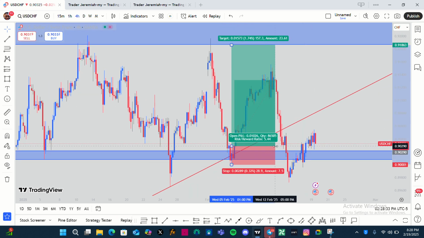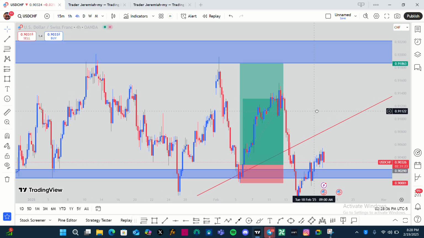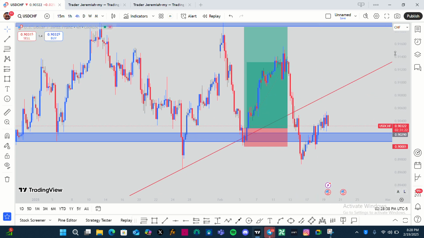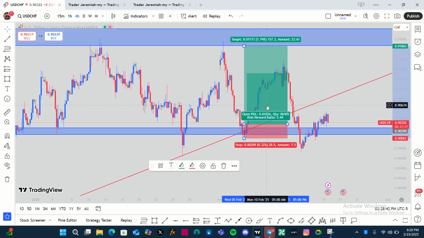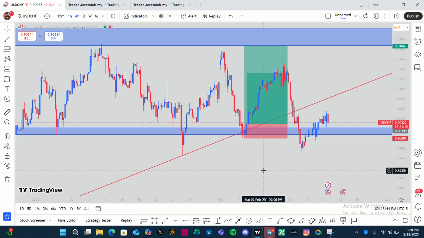So you can't just use candlestick on its own. You'll be using candlestick with an area of interest, with support and resistance level, trend line, and maybe a Fibonacci retracement level. So you'll be using them hand in hand, but candlestick on its own cannot work.